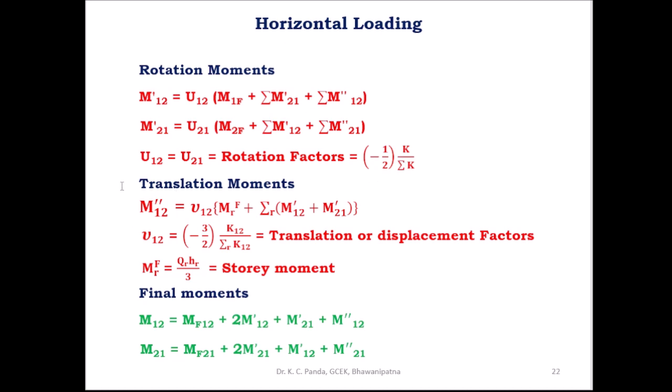Then you can find out the translation moments. M double dash 12 is equal to nu 12 MRF plus summation of M dash 12 plus M dash 21. So MRF is the story moment that you can find out by using this formula. MRF is equal to QR HR by 3, and nu 12, this is the translation or displacement factor that you can find out by using this expression minus 3 by 2 K12 by summation of K12, and this is the rotation moment of the top end of the vertical members and bottom end of the vertical members of all the columns of the same story.